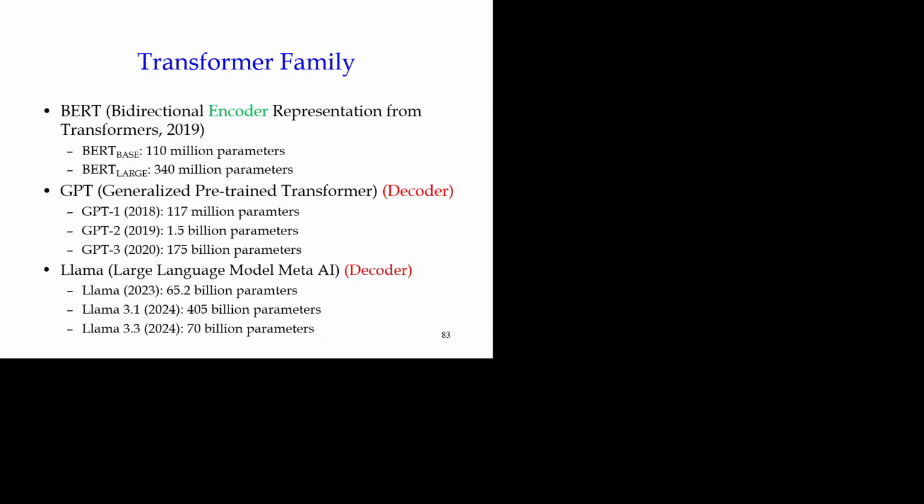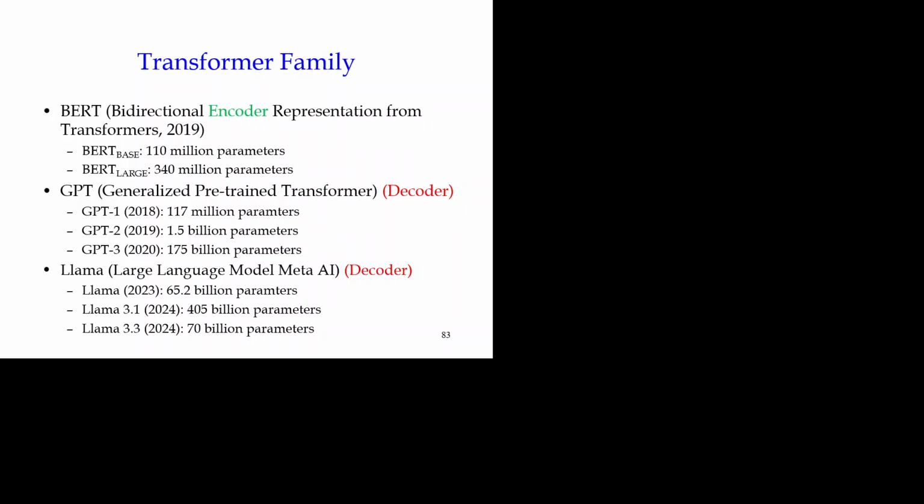Okay, so they published it in 2019. Its base model contains 110 million parameters, and the large model contains 340 million parameters. And next, because the transformer inspired many related systems, the GPT.